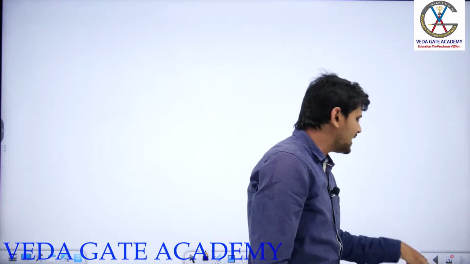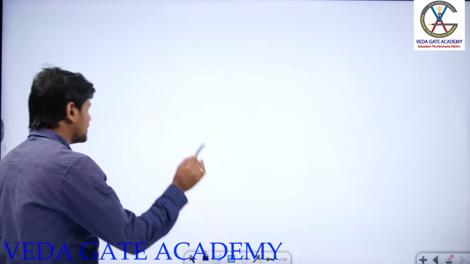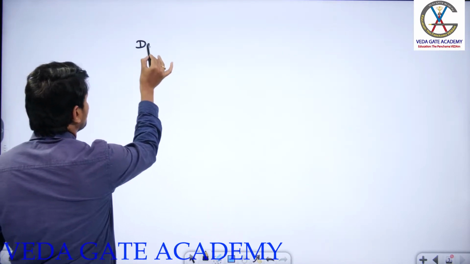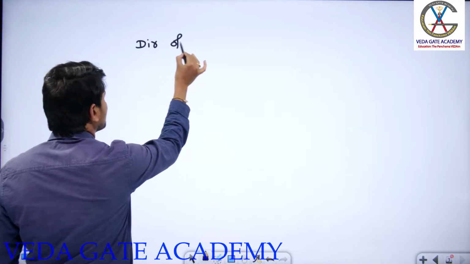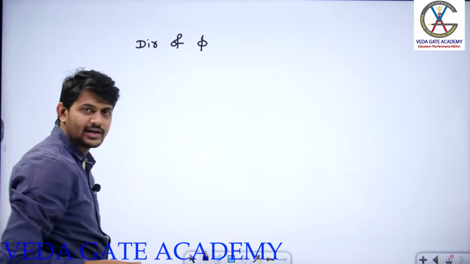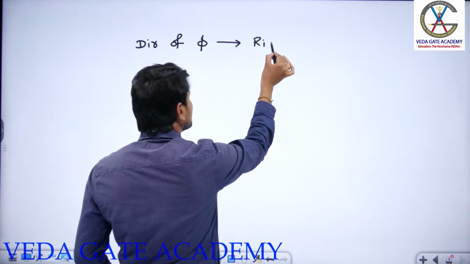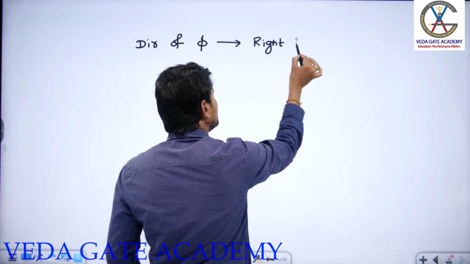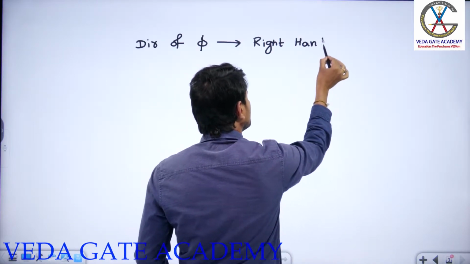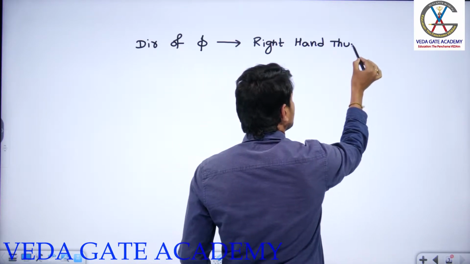Now how do we determine the direction of magnetic flux lines? I will quickly tell you. The direction of the current or magnetic flux lines, which I will represent with the phi symbol, will be obtained by using the right hand thumb rule. There are other ways also. Here I am showing the right hand thumb rule to represent the direction of magnetic flux lines.